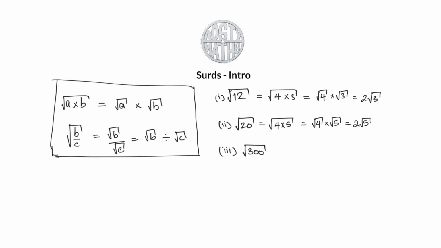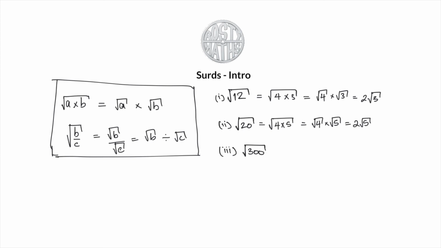Now, I've done it up here, and I've done it again now, and I hope you understand what's actually happening here. 2 root 3 here and 2 root 5 actually means 2 times root 5. I hope you know this, okay? All right, and these are surds because you can't simplify them any further, okay? Let's finish this last one off.